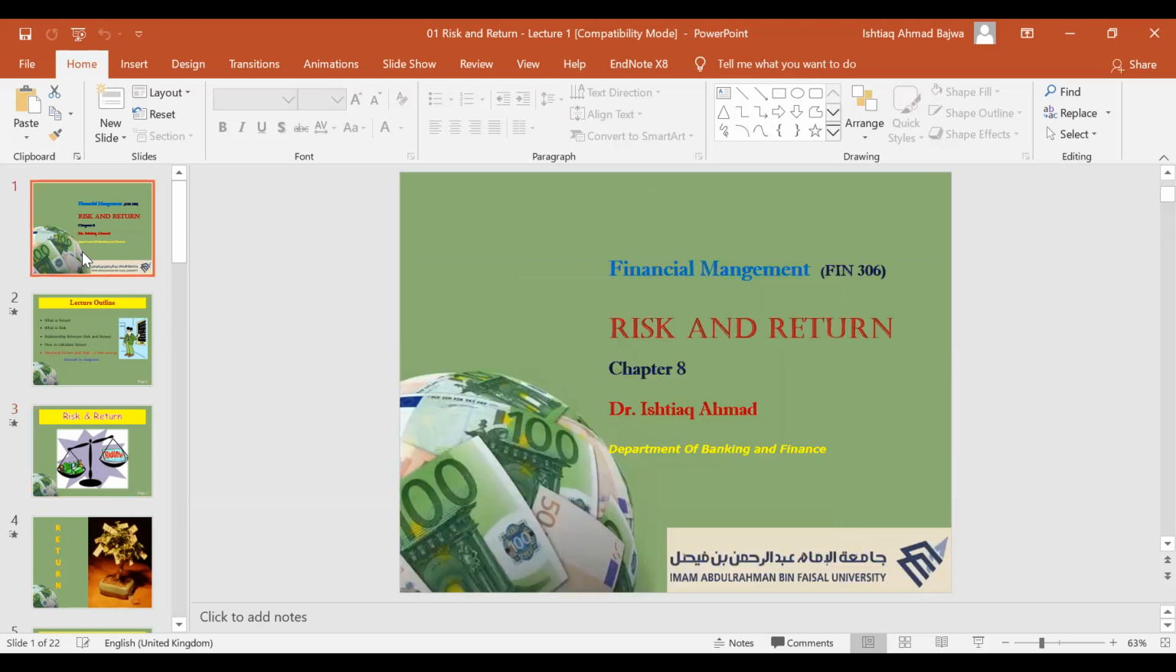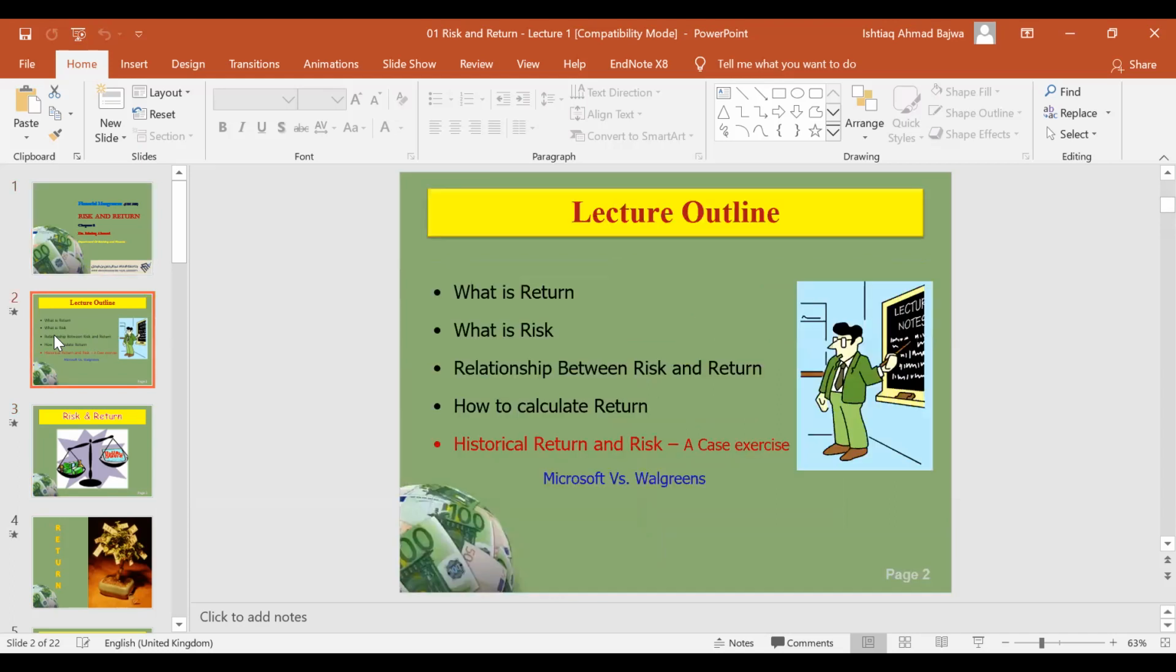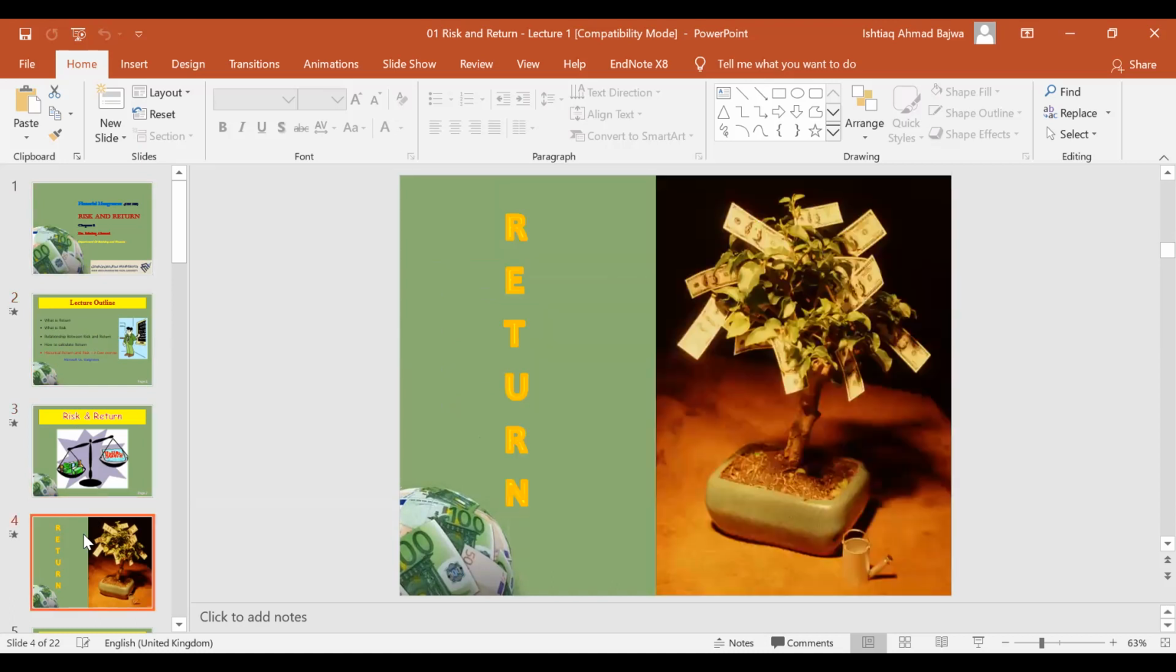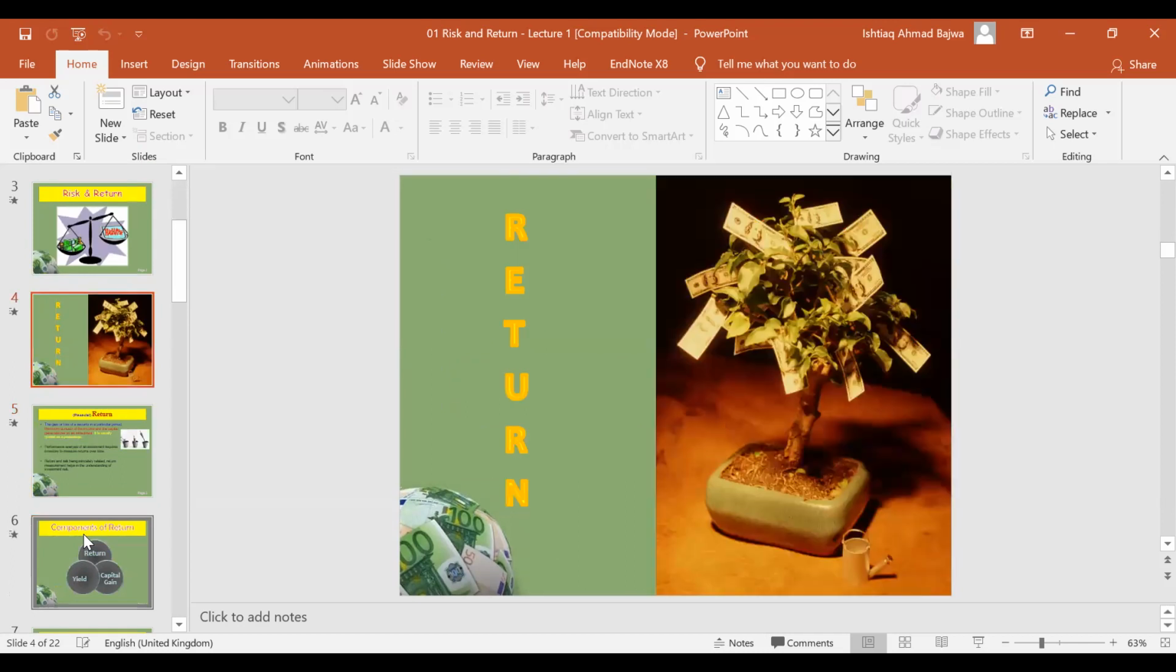Okay, so risk and return, the relationship between risk and return, how to calculate return and risk, and the historic risk and return relationship. This is the discussion for today. First of all, we need to discuss the return, this financial return, a little bit in detail with its calculations.